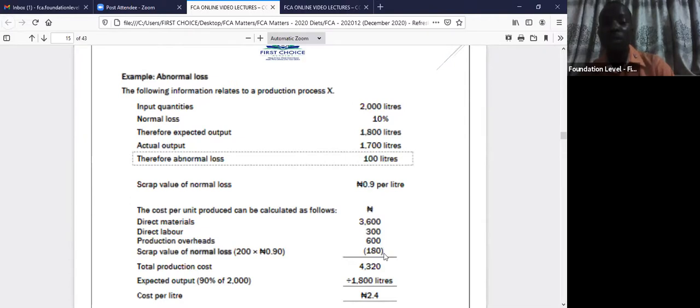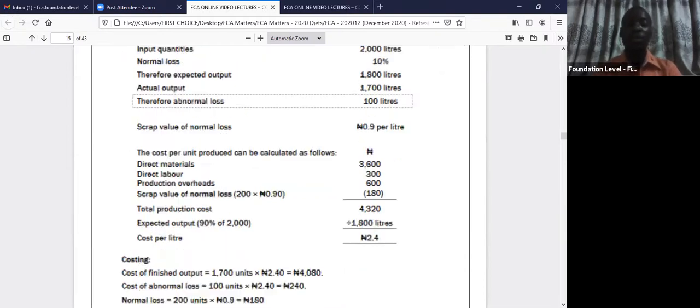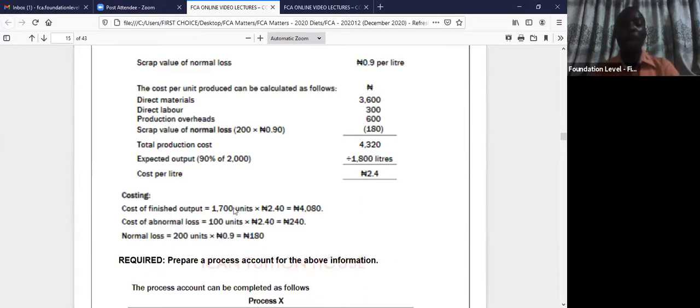180 naira. So your process cost has reduced to 4,320, which we use to value, divided by 1.8, the expected, or you can say actual plus abnormal. See, now it has given you 2.4. So what do we do? Normal output, you multiply by 2.4. Abnormal loss, you multiply by 2.4. But your normal loss here, you keep using your recoverable value to multiply.